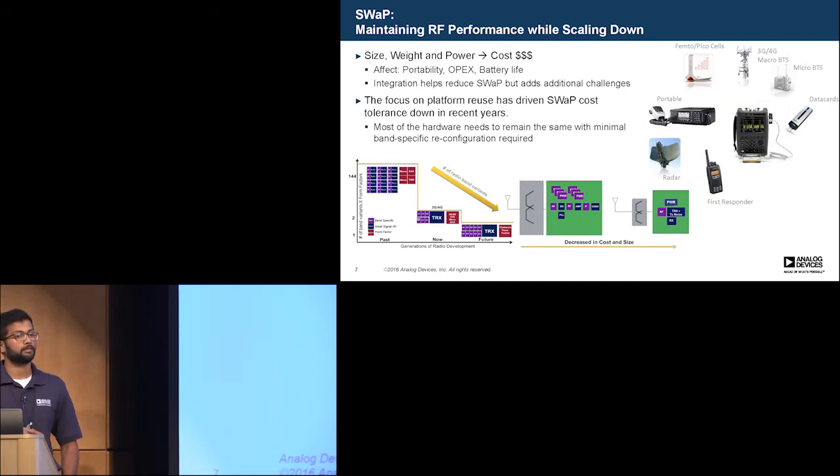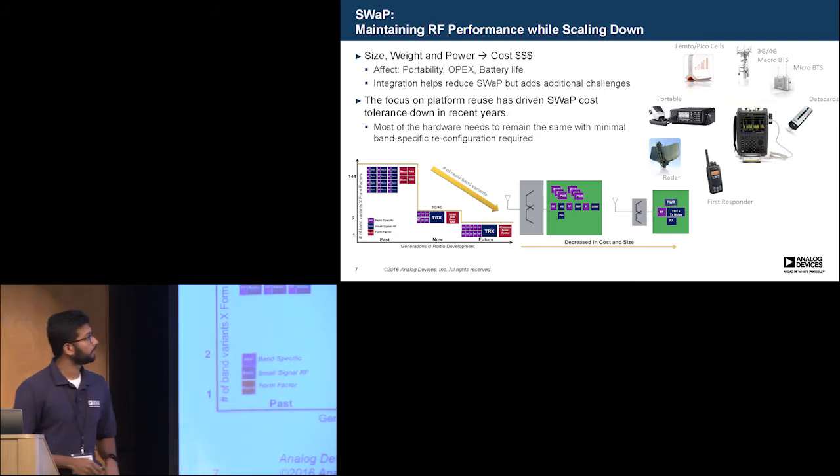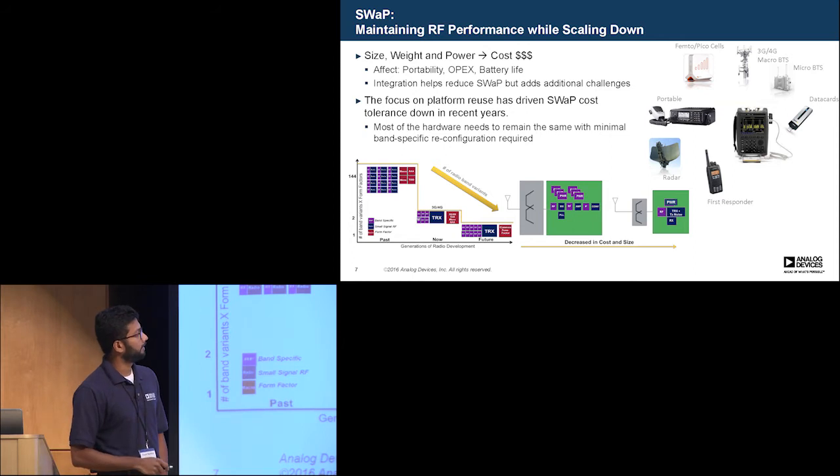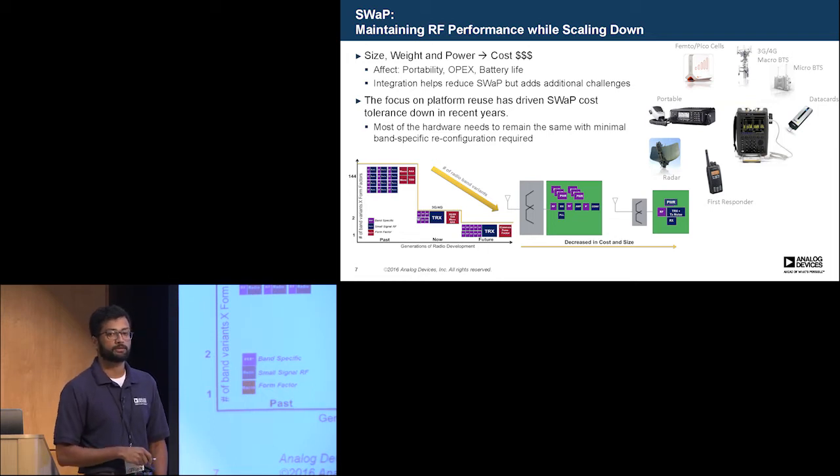Integrating different things into a smaller package helps, but it also comes with a lot of challenges, like isolation requirements, for example. When you have less band-specific hardware and more common platforms, in which you throw in just a few different pieces of RF front end to iterate over different bands, you end up getting the SWaP decrease.